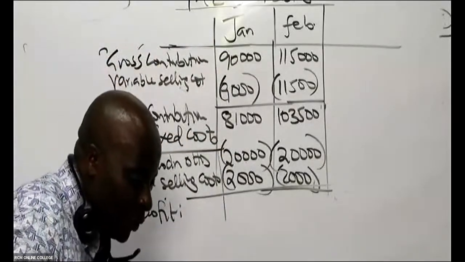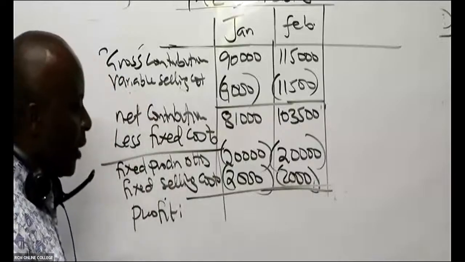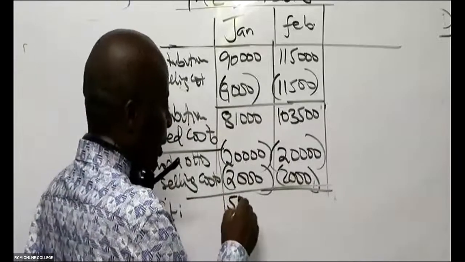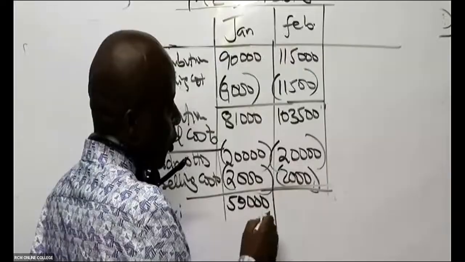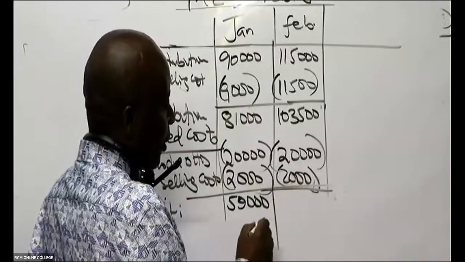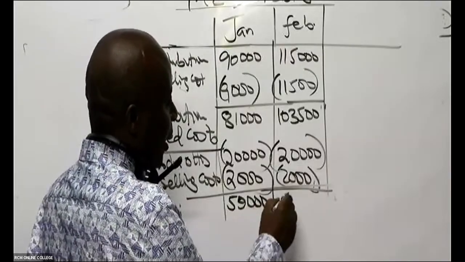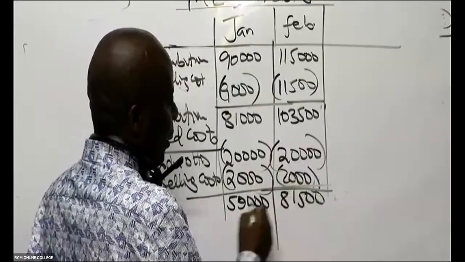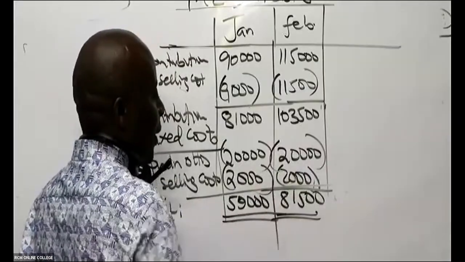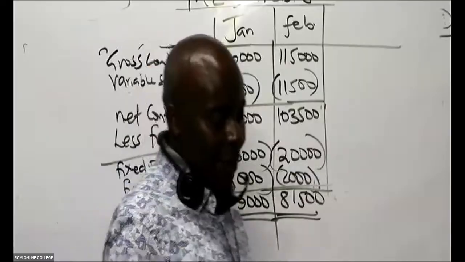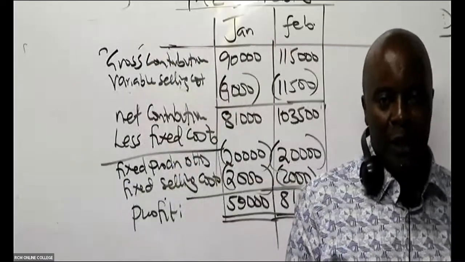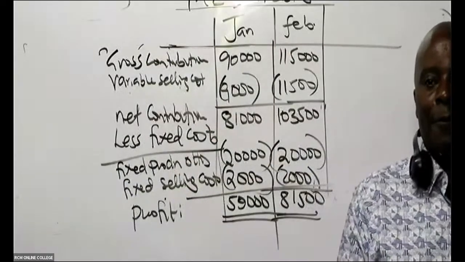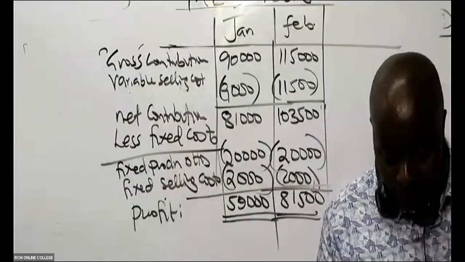So somebody's giving me a figure of what here? 59,000, right? So this is 59,000. How about the second one? 81,500. That is the end of that marginal costing P&L statement.